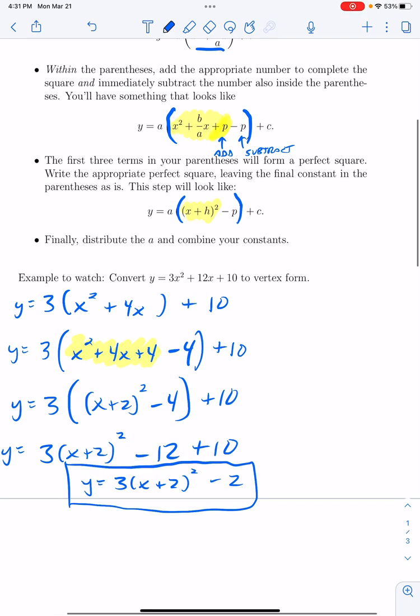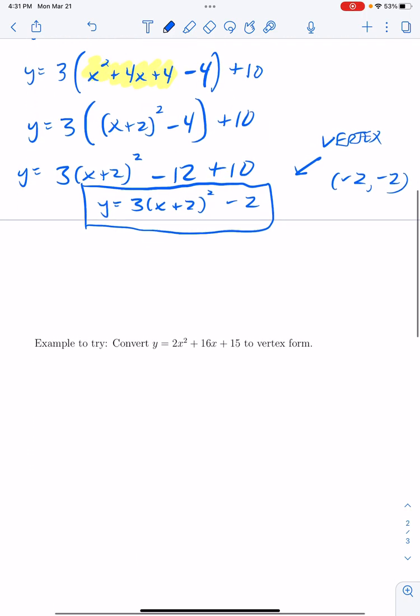And if I look at it this way, I would know exactly how to graph it. It's like x squared, but 3 times as tall. It's been shifted 2 units to the left and 2 units down. So I would know, for example, that the vertex is at negative 2, negative 2.